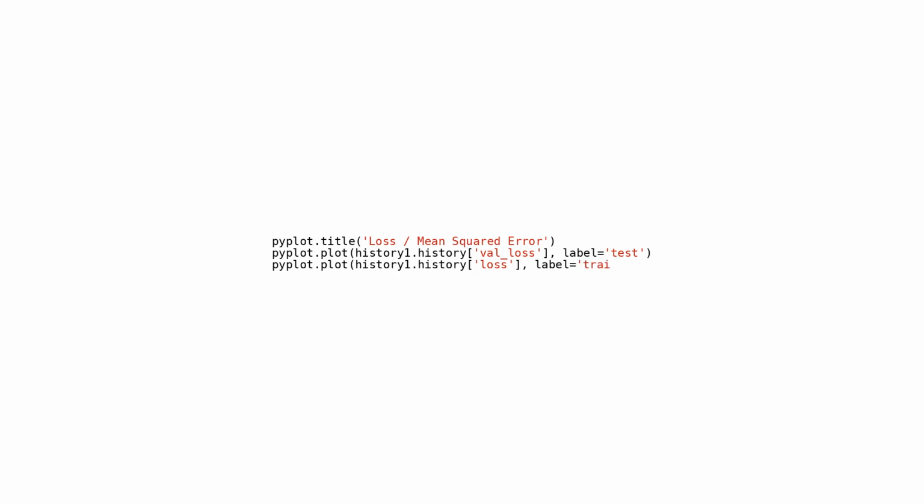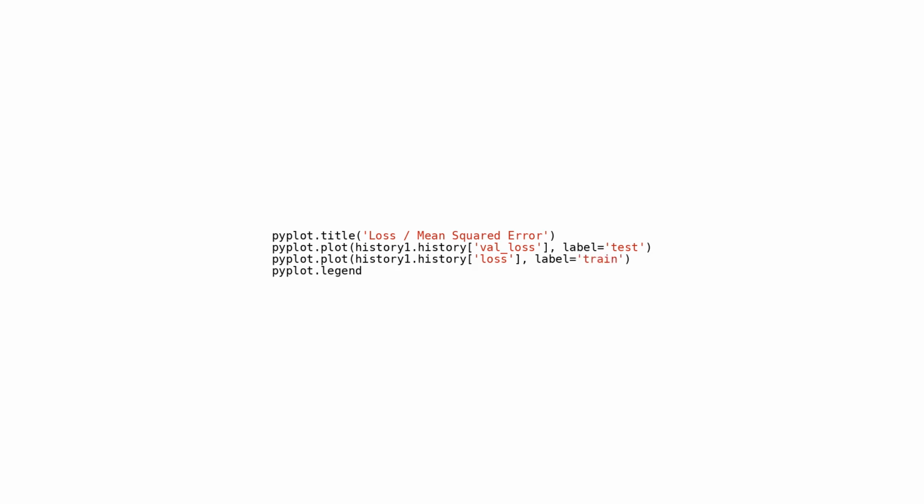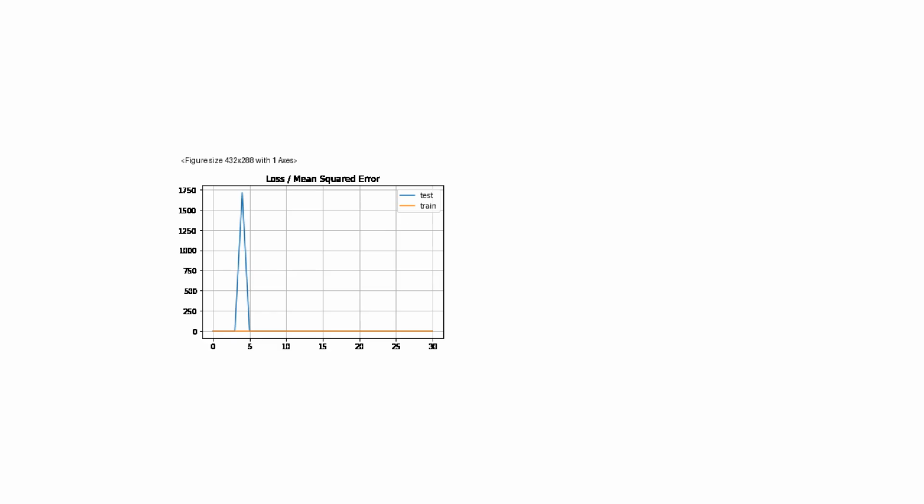The code snippet uses Python's pyplot module from Matplotlib to create and display a graph showing the mean squared error loss during the training and validation phases of a machine learning model. The graph is titled loss mean squared error and plots 2 lines representing the validation and training loss over epochs. The data for these lines is retrieved from a history object, and a legend is included to differentiate between the 2 lines. Lastly, the show function is used to display the graph for assessing the model's performance.